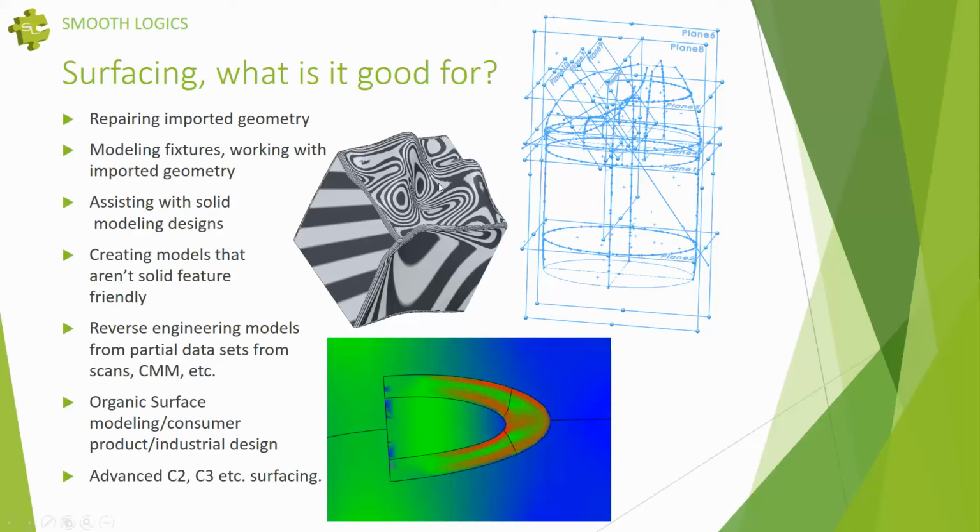There's my little messed up cube. These are zebra stripes, if anyone was wondering. Here's curvature on. But like you guys all said, a lot of people use it for repairing imported geometry, modeling fixtures and working with imported geometry, assisting with solid modeling design, which we'll cover, which will be pretty fun. Creating models that aren't solid feature friendly, reverse engineering CAD data, organic surface modeling, consumer product design, and advanced C2, C3 surfacing, primarily automotive and whatnot.